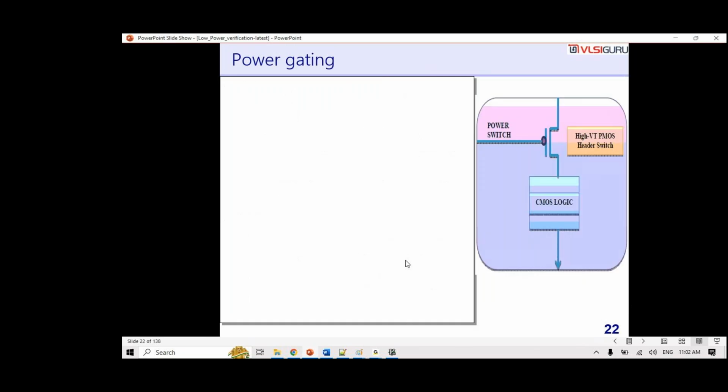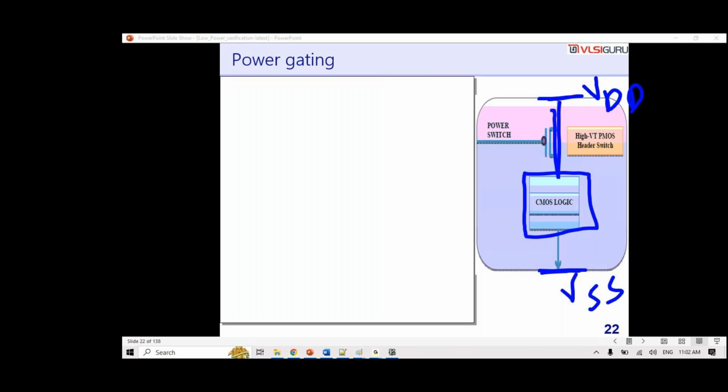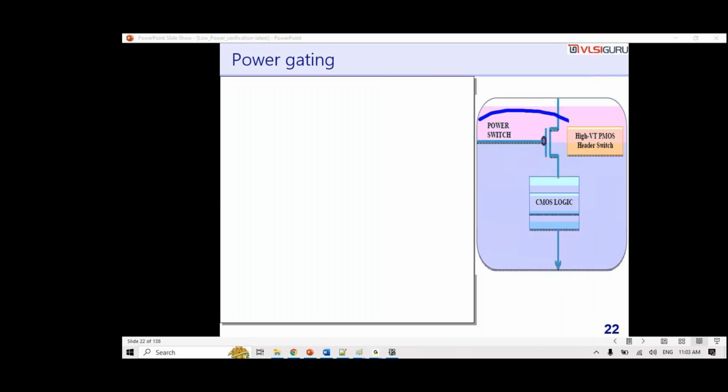Now, let's briefly talk about power gating. What exactly is power gating? This is the block which is there. This is the ground, this is the supply voltage, the VDD, and this is the VSS. Without power gating, this would be directly connected. Then what are you doing? You are introducing a switch. It's like introducing a switch in our house.